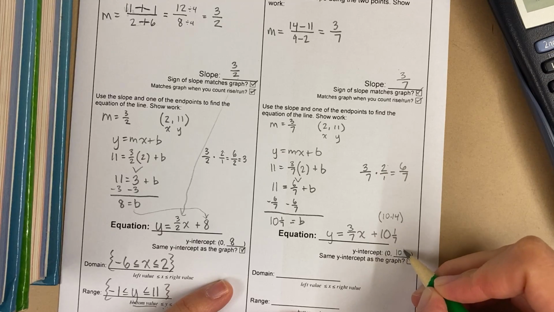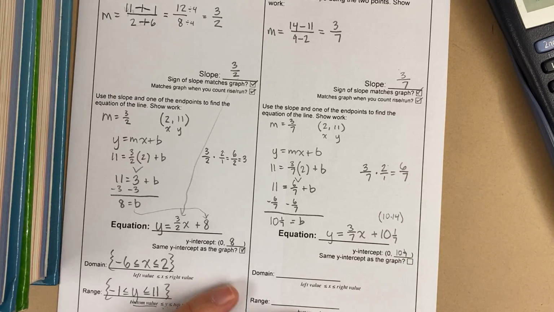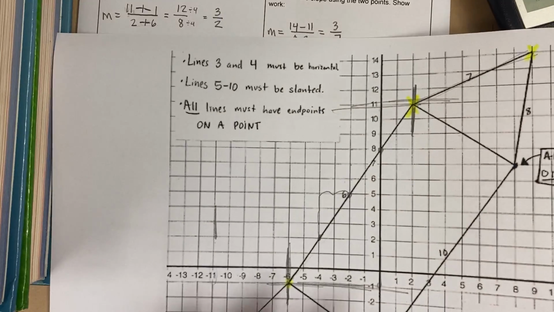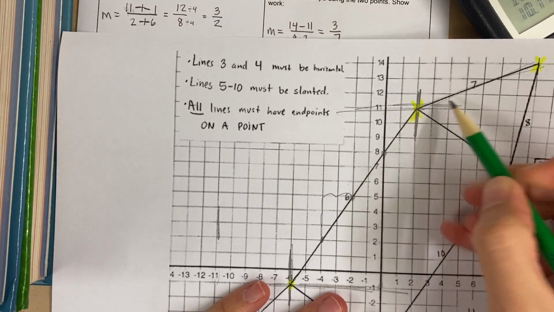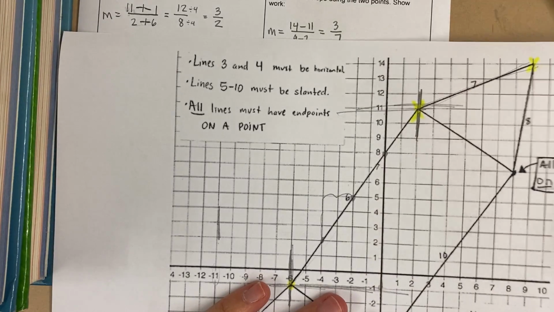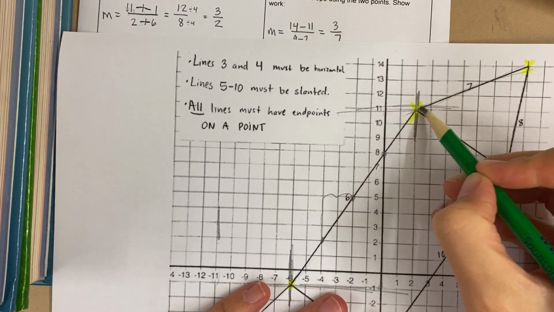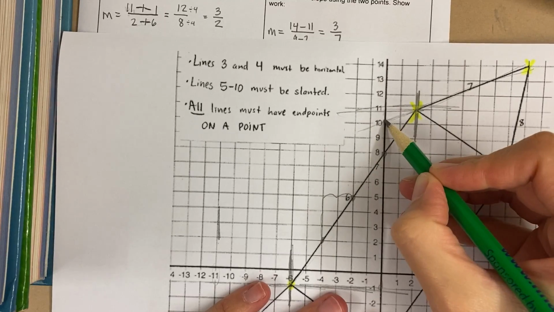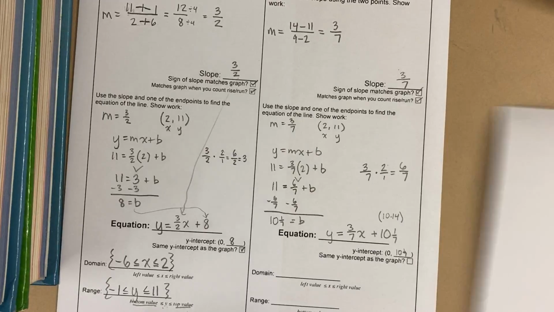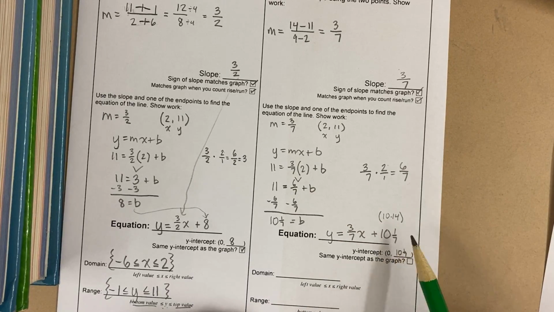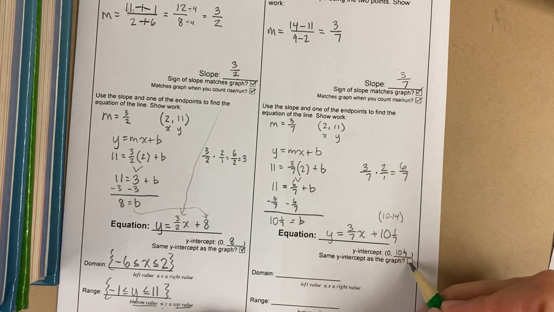But here, my y-intercept is 10 and 1/7. Is it the same y-intercept as the graph, right? Now here, and what I might do is even go get a ruler, right? But if you kind of were to do this and continue the line, what you would see is it hits just above 10, right? Just above 10. So that's about right? 10.14, 10 and 1/7, just above 10. That is just about perfect.